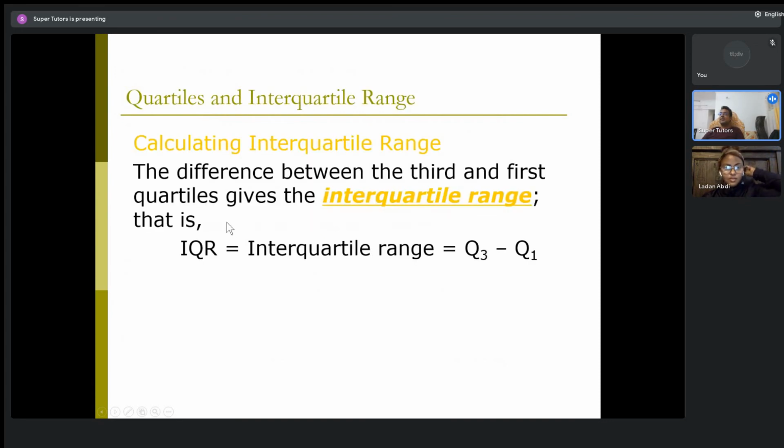Meanwhile, one intermittent concept for you is the interquartile range, IQR, and that is nothing but Q3 minus Q1. You find the two and you subtract Q1 from Q3. That's it. That's all you do.